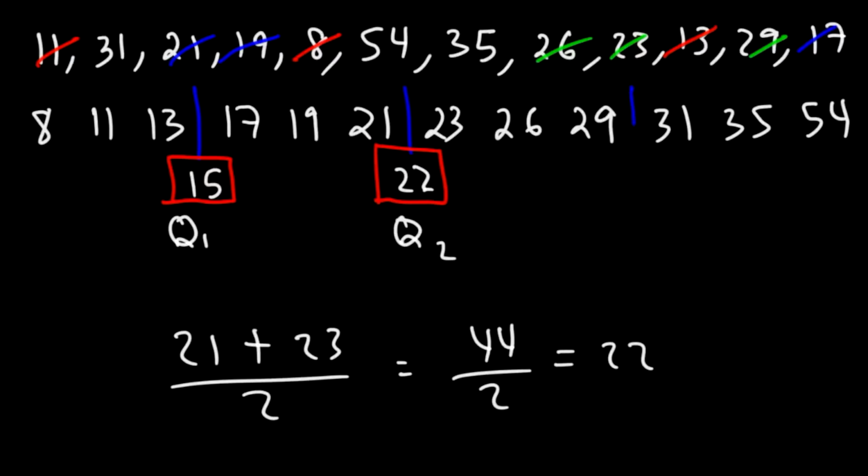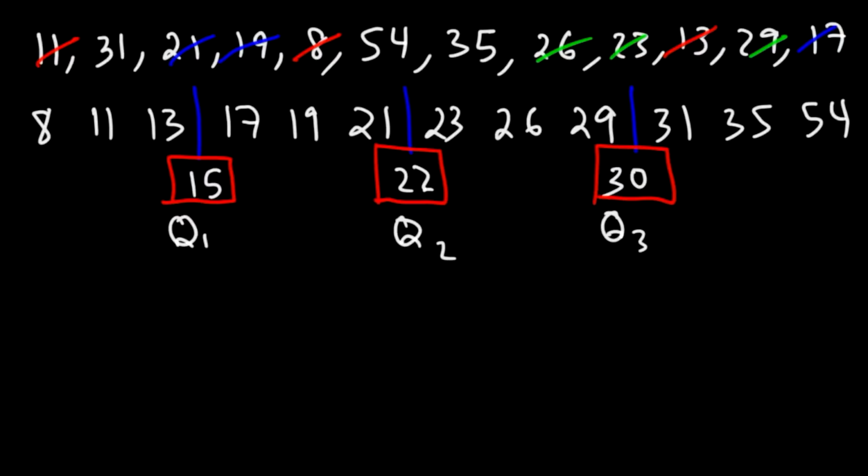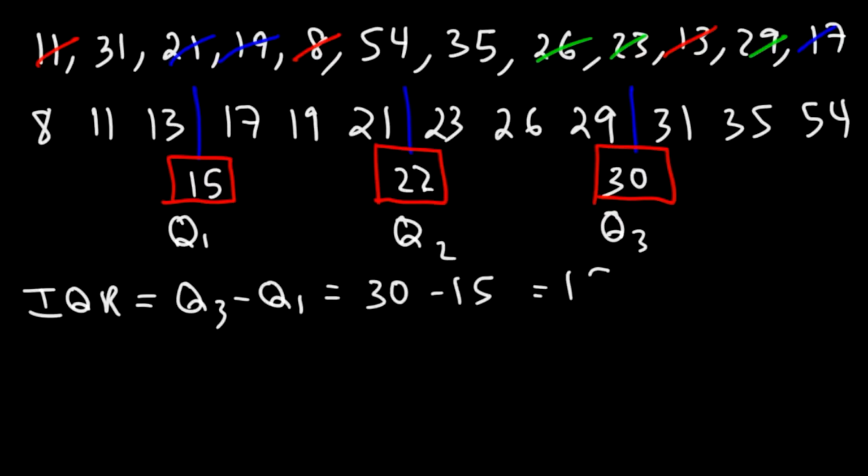Now to find Q3, we need to split the upper half of the data into 2 equal parts, in this case, 2 parts of 3s. The average of 29 and 31 is 30. So 30 is the third quartile, our Q3 value. Once you have Q1 and Q3, you can calculate the interquartile range. It's 30 minus 15, which is 15. And this is our IQR value.